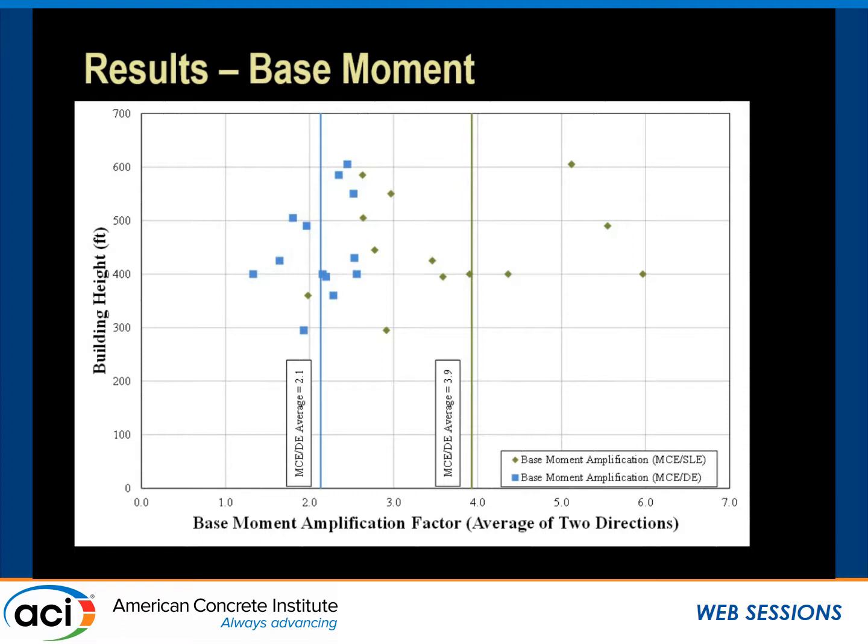And once again, the spread on the DE results is much tighter. Plus or minus 1 standard deviation here is 1.8 to 2.5. So it's a pretty tight band around the average. Whereas for SLE, it goes from 2.4 up to 5.4. So I don't know about you, but I would not want to use those SLE results and have any confidence in proportioning my building.